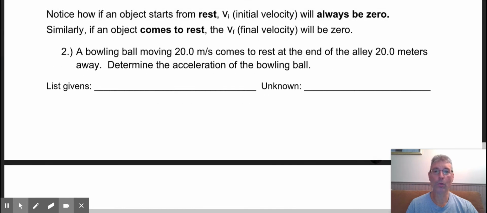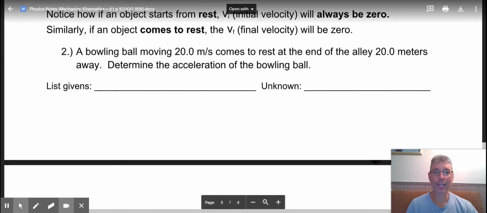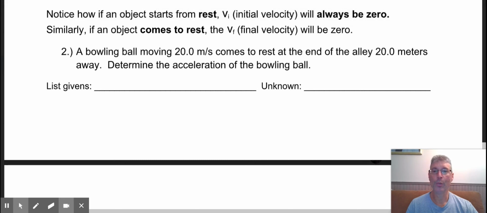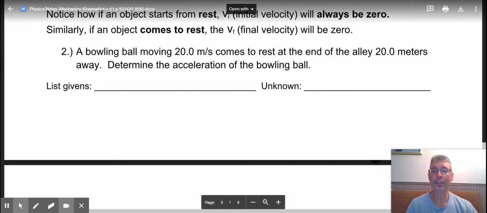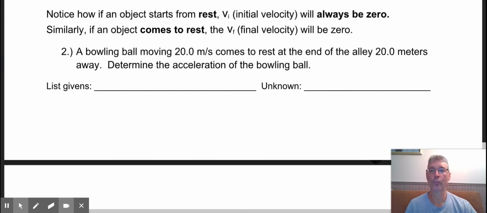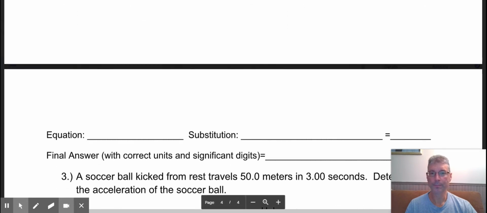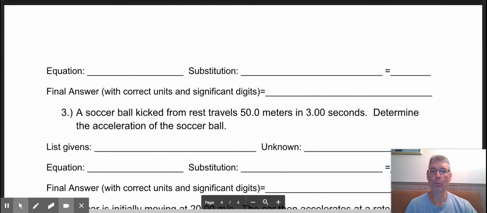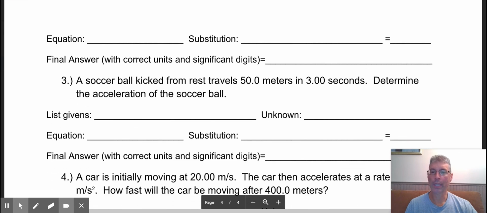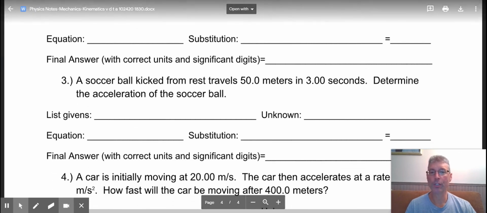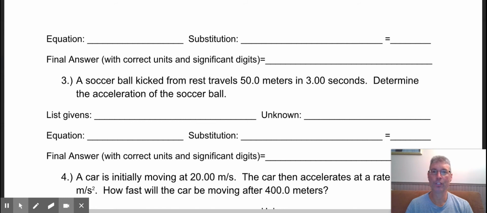With the bowling ball, in this case, you have the vi, you have the vf, and you have the d. So you're going to pick the final equation that works for that. Notice these are all just positive or negative for the speeding up or slowing down. Okay, the next one, we're going to kick a soccer ball. From rest means vi is 0. You have d and you have t. So the same procedure. All of these examples are using the 3 equations above.